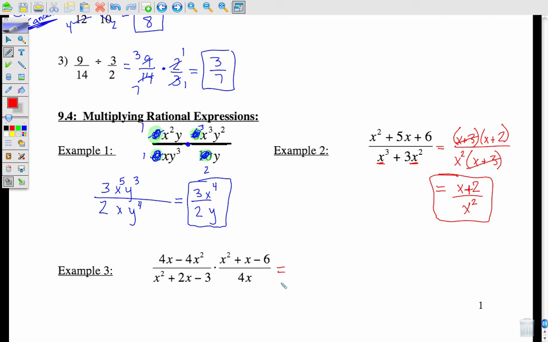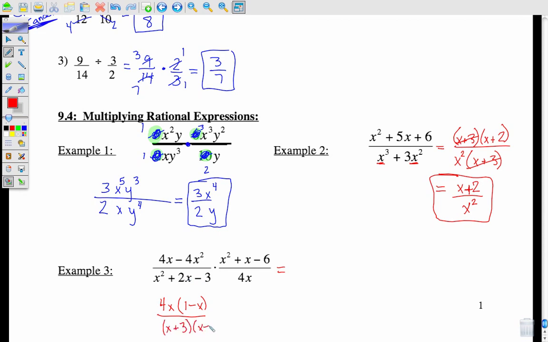All right, and example 3 before we get to division. I'm going to do the same thing. I'm going to try to factor the tops and the bottoms and see what I can get to cancel out. So let's take some stuff out of this top here. I'm going to take out a 4x from up above. So I have a 4x outside. 4x out of 4x leaves me with a 1 minus x left over, because 4x squared divided by 4x is x.